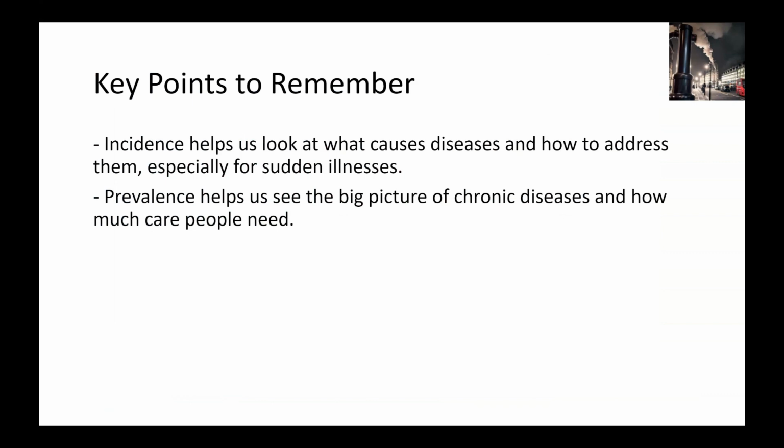Key points to remember: incidence helps us look at what causes diseases and how to address them, especially for sudden illnesses. Prevalence helps us see the big picture of chronic diseases and how much care people need. Understanding these concepts, we can better tackle diseases and keep people healthy.